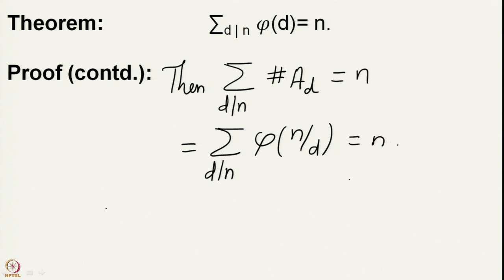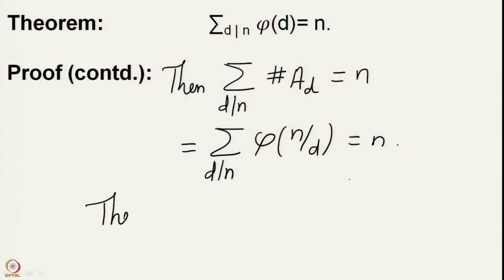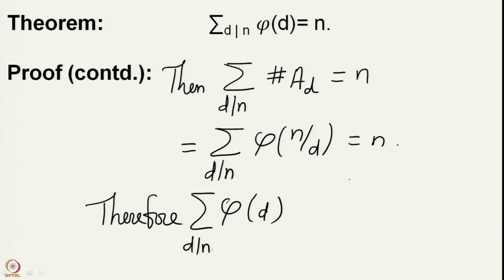But once you are varying over the divisors of n, the d's and the n by d's are the same sets, and therefore we get that the summation of phi d where d divides n is indeed equal to the number n. So, this is something which you can quite nicely check.